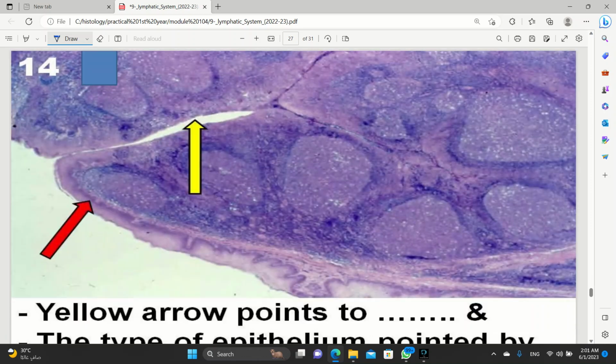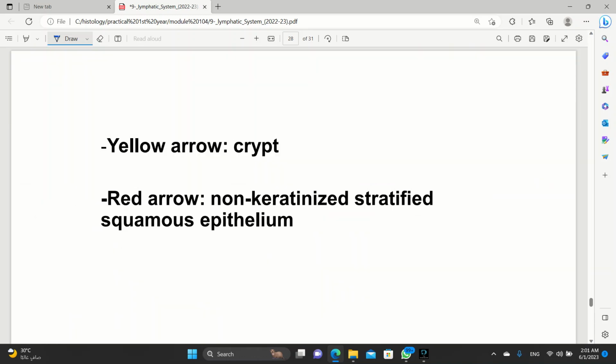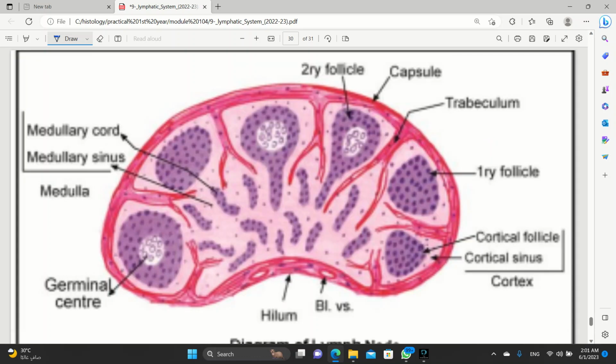Oh, I can see something that is segmented, and it has a. Is it segmented? No, I said the sign. Sorry, I mean I see something that has here a crypt. So that's a tonsil. Yellow arrow points to the tonsillar crypt and the type of epithelium, non-keratinized stratified squamous epithelium. Labels. Labels are so easy, and you're gonna know them.